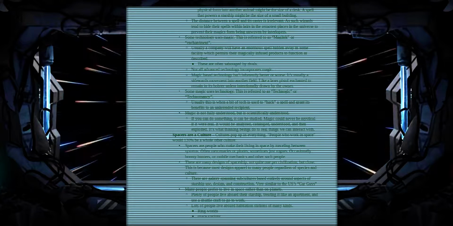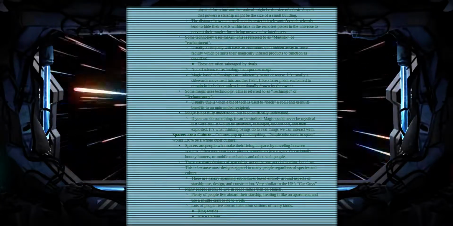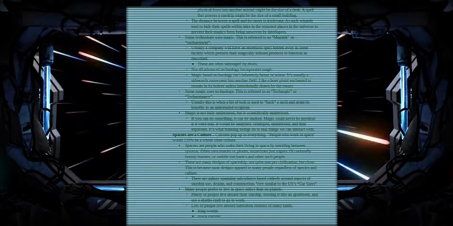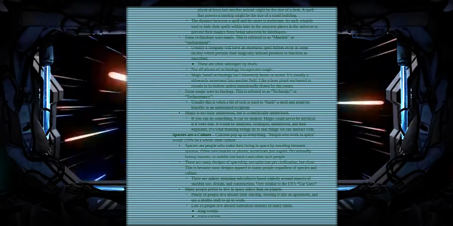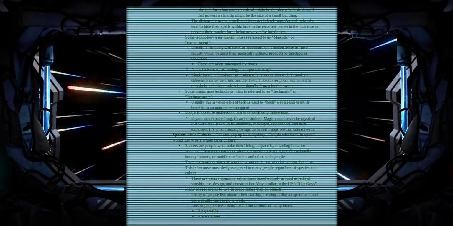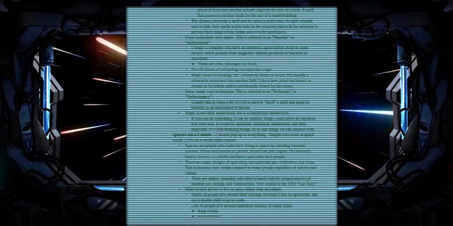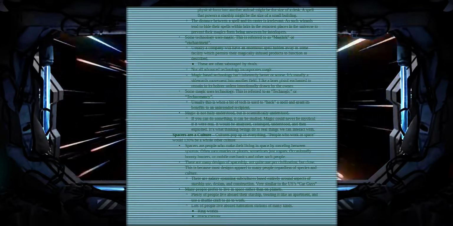So magic, it's not fully understood, but what is understood about it is scientifically understood. Because if you can do something, it can be studied. Magic could never be mystical if it were real. It would be analyzed, cataloged, understood, then exploited, because that's just what thinking beings do to real things they can interact with.